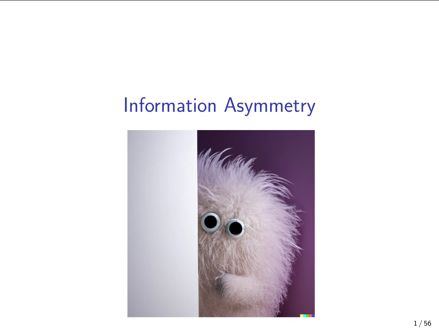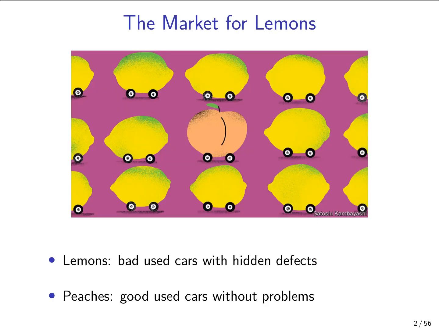Today we're going to talk about information asymmetry. What is information asymmetry? Here's one famous example, which is known as the market for lemons. Here we're not talking about the fruit market. Instead, we're talking about the used car market. And lemons here refers to bad used cars with hidden defects.